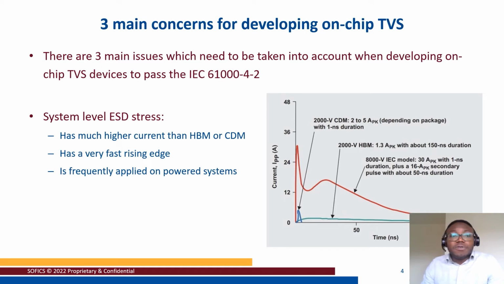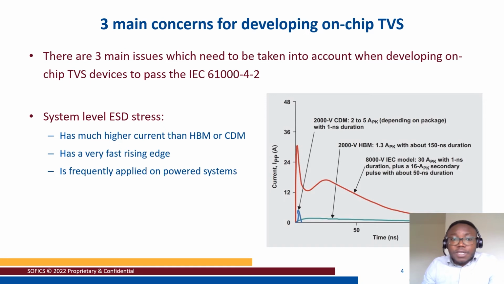Second, system level ESD has a very fast rising edge. It can rise from zero to peak in about 1 nanosecond. In this respect, it is similar to CDM stress, as it can cause IC failure if the ESD protection structures do not trigger fast enough. At SOFICS, we characterize ESD protection clamps with VFTLP measurements to ensure they can react to the fast transients and withstand voltage overshoots caused by system-level ESD stress.